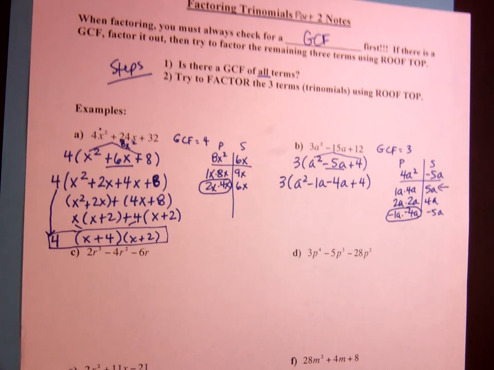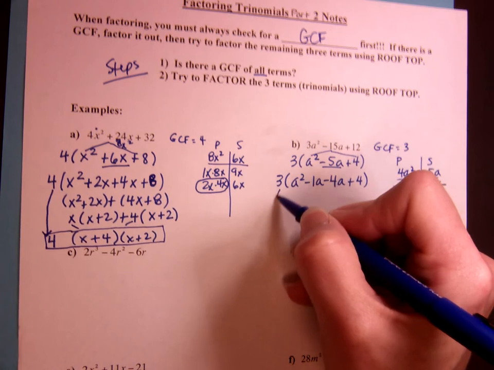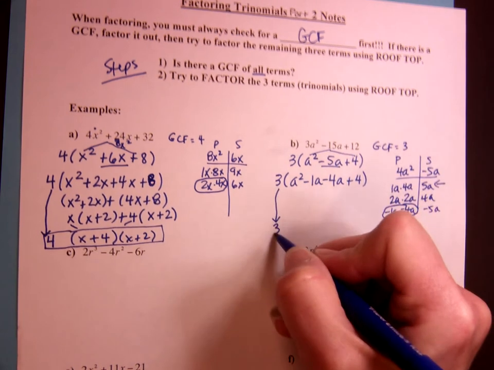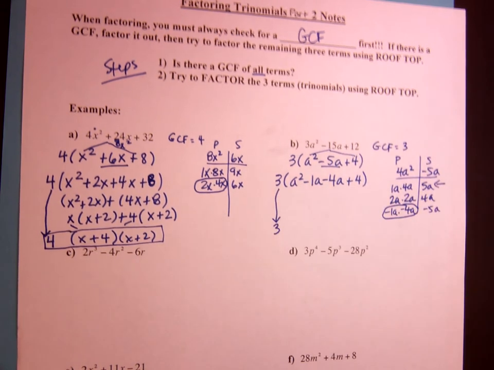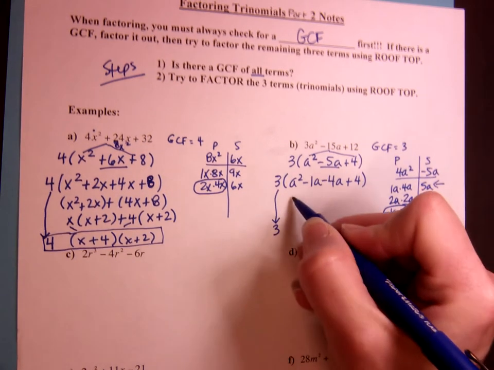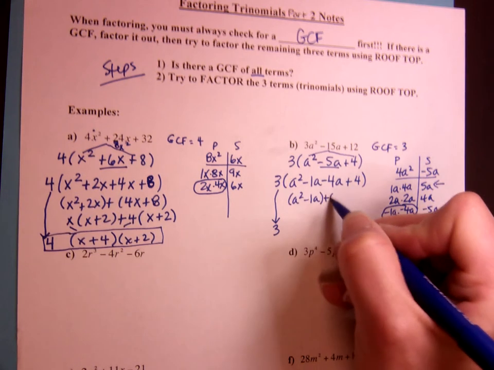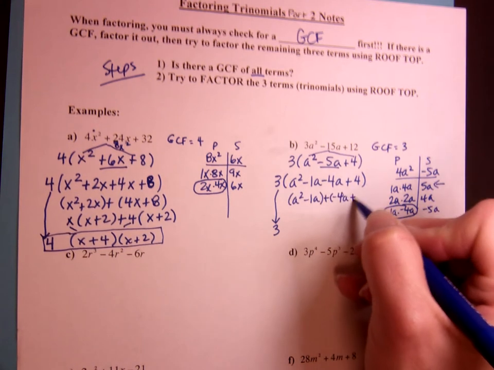All right, remember it's time to break up our polynomial here into 2 sets of parentheses, but we don't want this 3 to get in the way. So we're going to go ahead and bring it down to the answer, and then we'll go ahead and break up our parentheses. So we've got a squared minus 1a plus negative 4a plus 4.